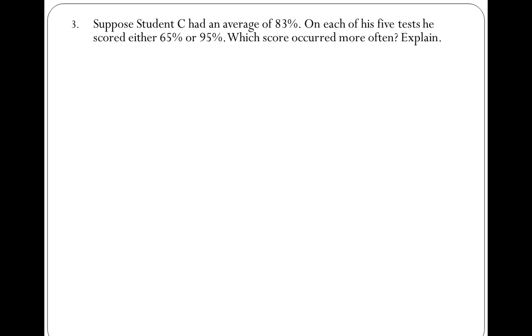All right, now suppose student C had an average of 83%. On each of his 5 tests, he scored either 65% or 95%. Which score occurred more often? Explain. Well, because the 83% is more close to the 95%, therefore you can say that the student scored 95% on his test more often just because the 95% is closer to the average of 83%.